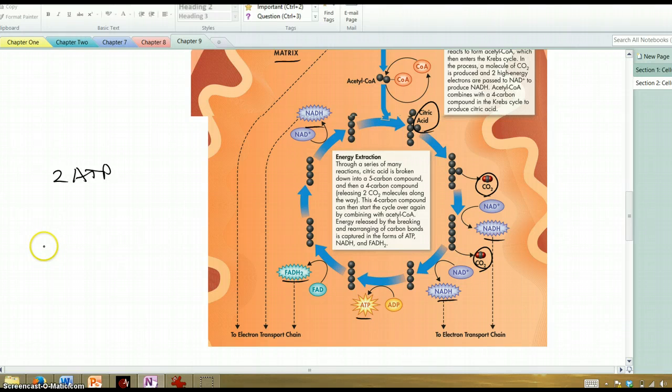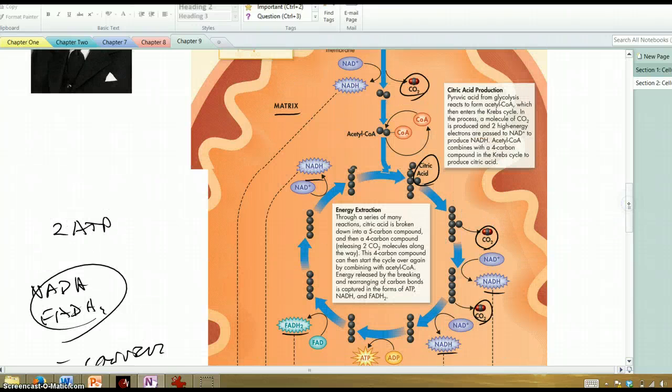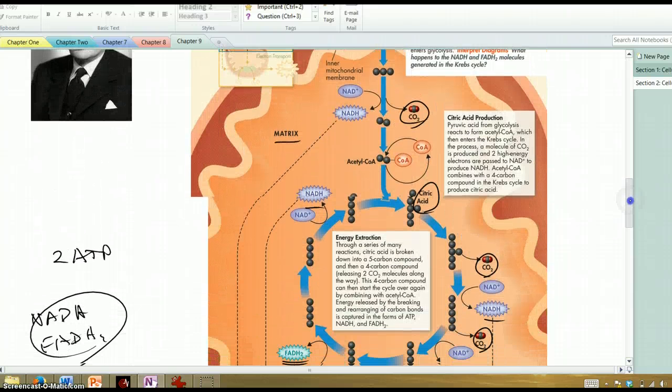So as a student from a long time ago said, basically in this process, we make a bunch of NADHs and FADH2s. That's the goal, these electron carriers. And they're going to take those electrons to the electron transport chain.